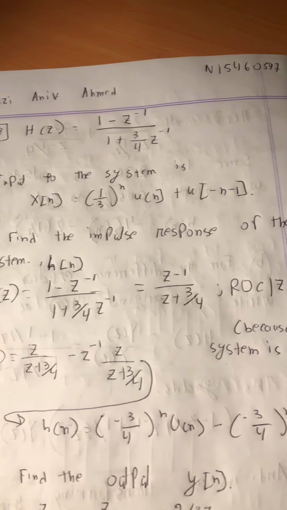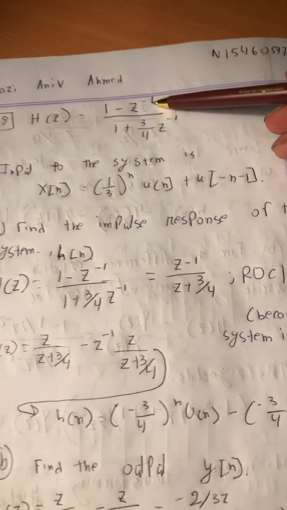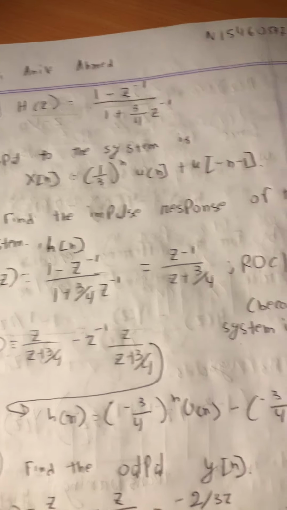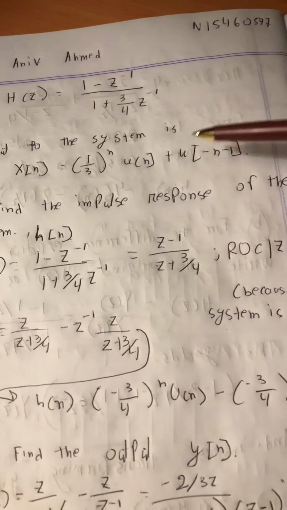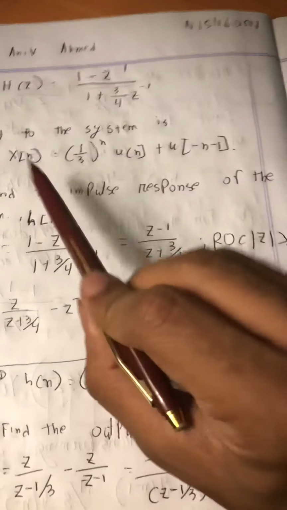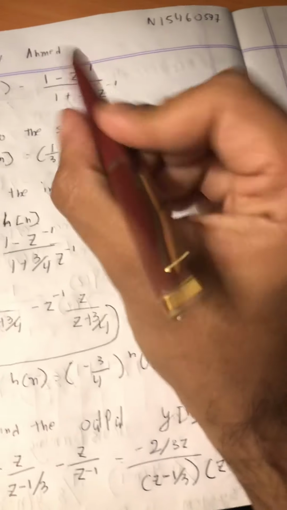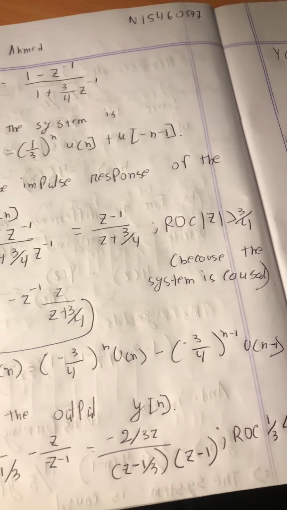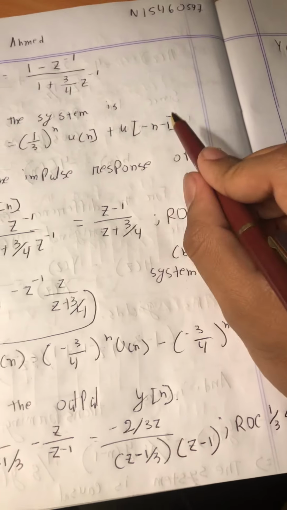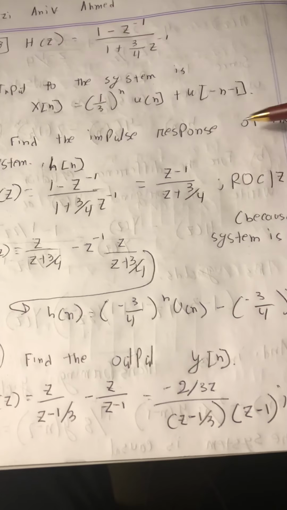So we're given a system H(z), which is (1 minus z inverse) divided by (1 plus 3/4 z inverse). We are also given the input to the system, which is x[n] equals (1/3)^n u[n] plus u[-n-1]. For A, we are asked to find the impulse response of the system h[n].